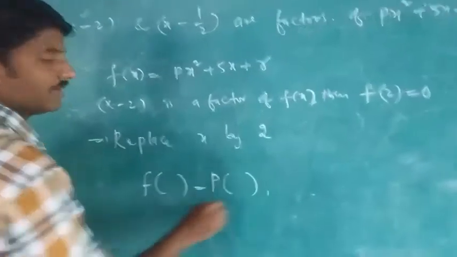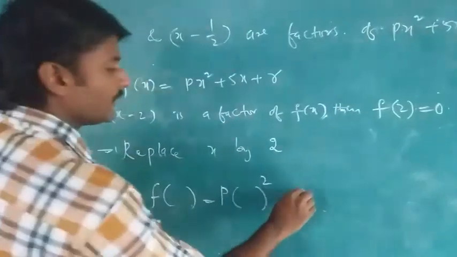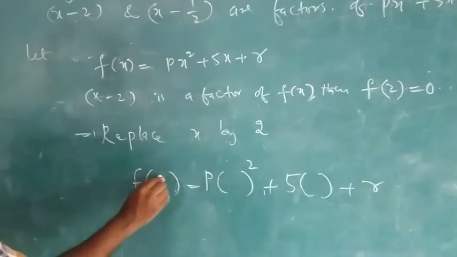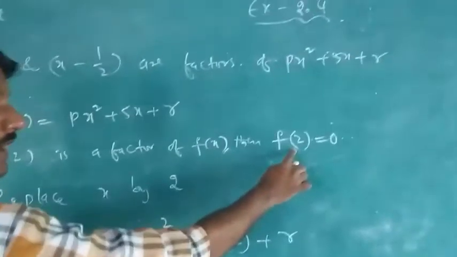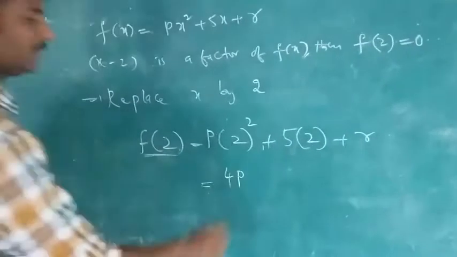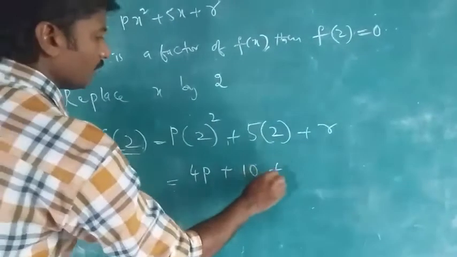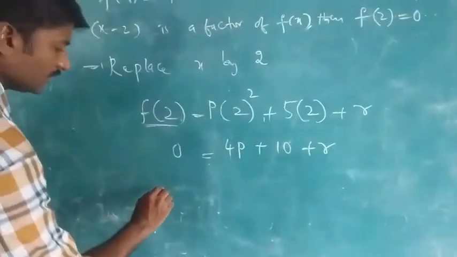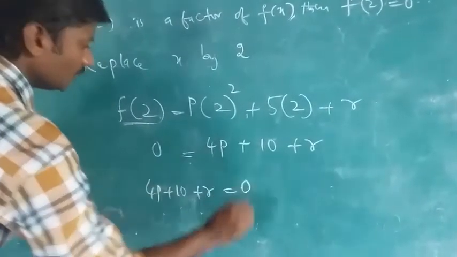Previously I told you an easy way: wherever x is there, put an empty bracket. Understood? Now 5 into x, empty bracket, plus r. Substitute 2, children. Right? This answer is 0, since whenever x minus 2 is a factor, f of 2 must be equal to 0. Now 2 square is 4, 4 into p is 4p, 5 into 2 is 10, plus r is equal to 0. So 4p plus 10 plus r is equal to 0.